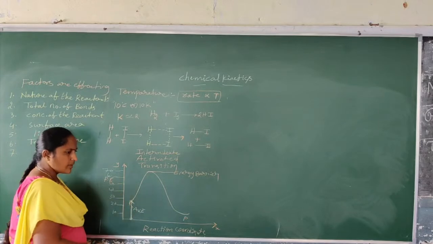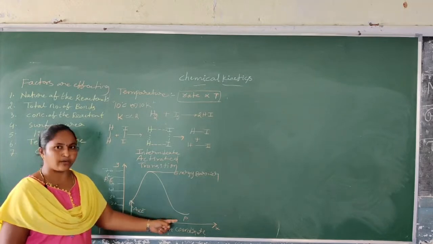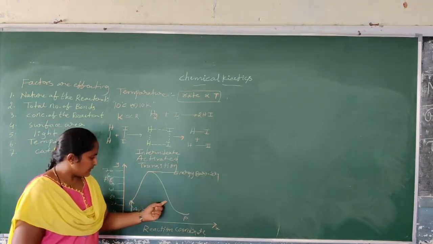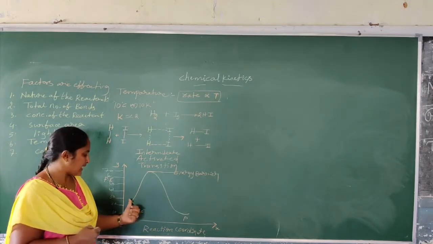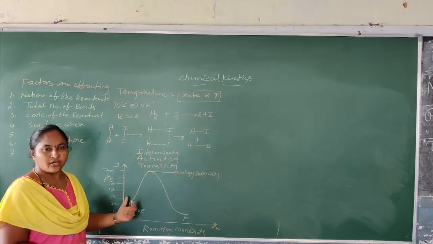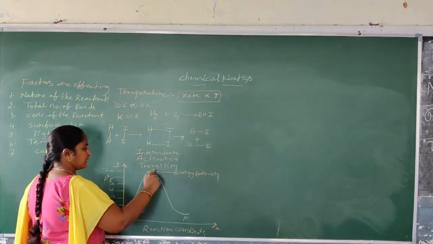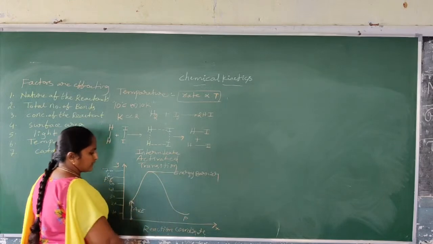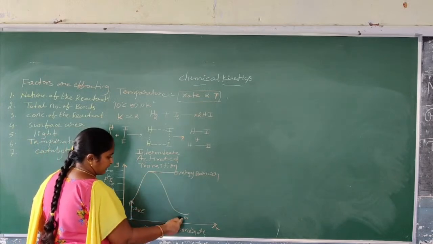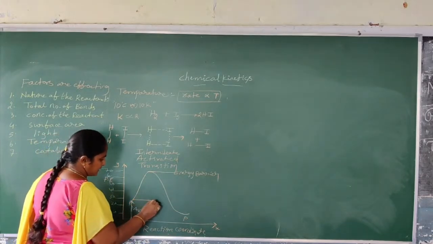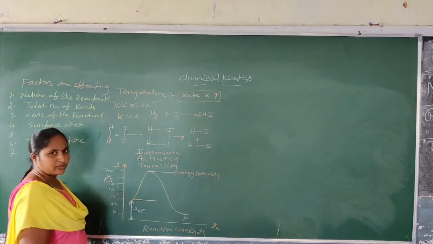Kinetic energy is not sufficient energy to convert into the products. So it is the reactants energy. The reactants energy is not sufficient to convert into the products. Only if the reactants pass the energy barrier are they converted into the products. So here this is the reactants energy, and here is the energy barrier. After passing the energy barrier only they are converted into the products.